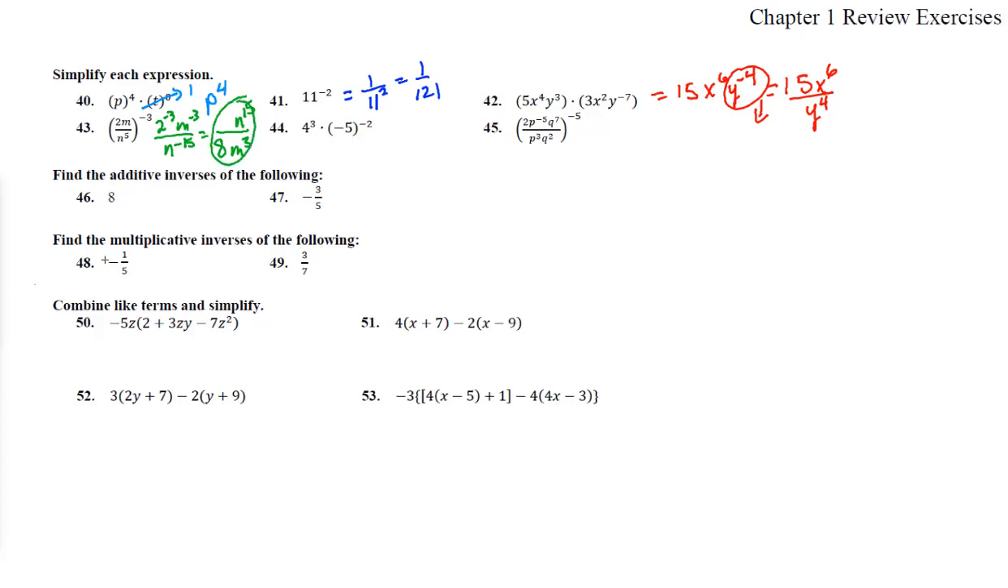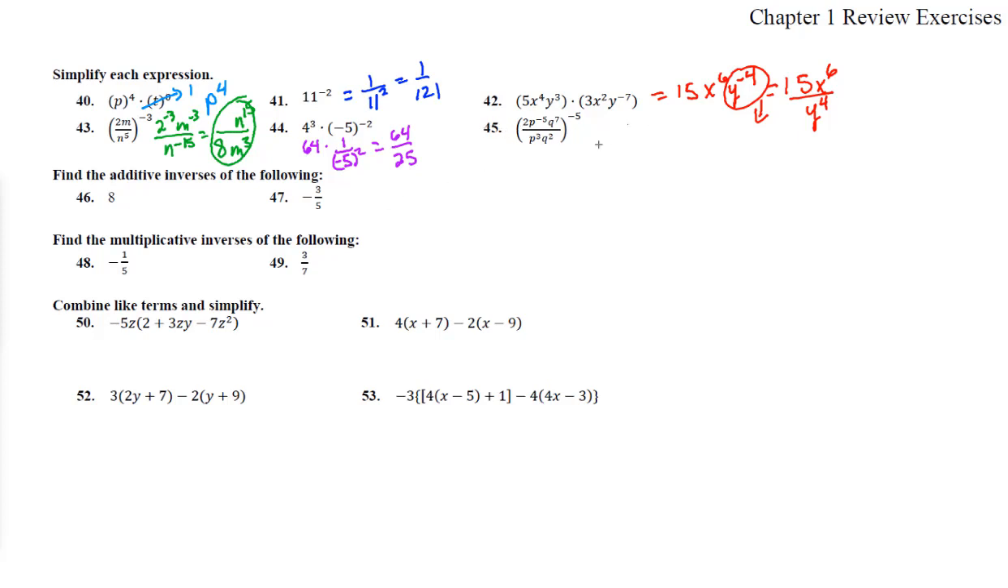All right, number 44. This is 64 times, this is 1 over negative 5 squared. So that's 64 times 1 over 25, so 64 25ths. Good. And now number 45.